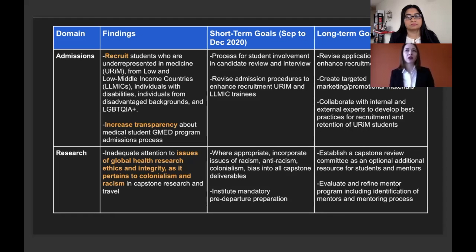For the research, which is a big part of our GMED program at UIC, we require increased attention to anti-colonialist and anti-racist practices. For example, we recommended instituting a mandatory pre-departure preparation, which would include a written reflection on colonialism, ongoing colonialism in the country of choice, where the student is about to travel for the research, and also addressing some of the personal potential biases that a student might have.